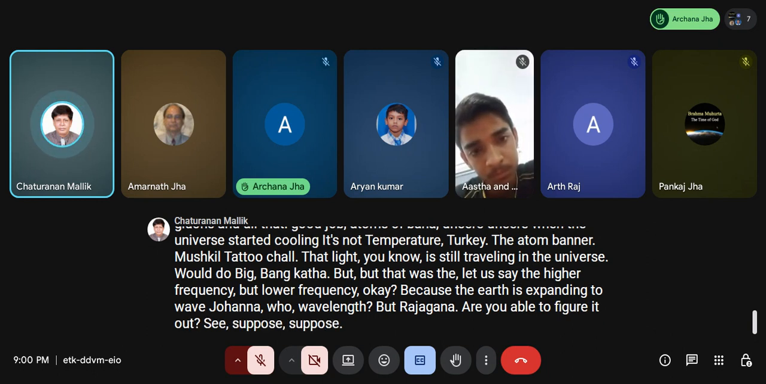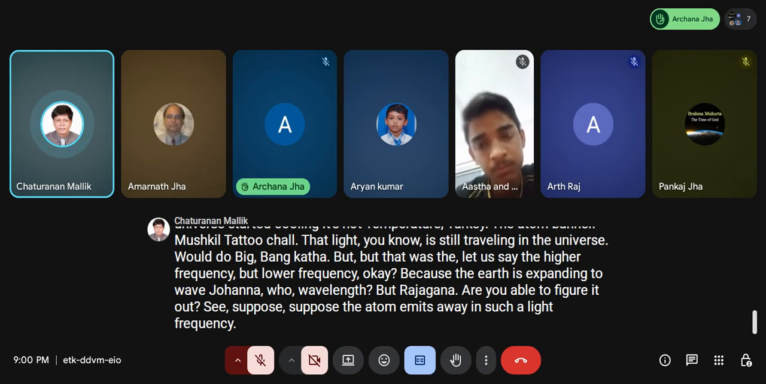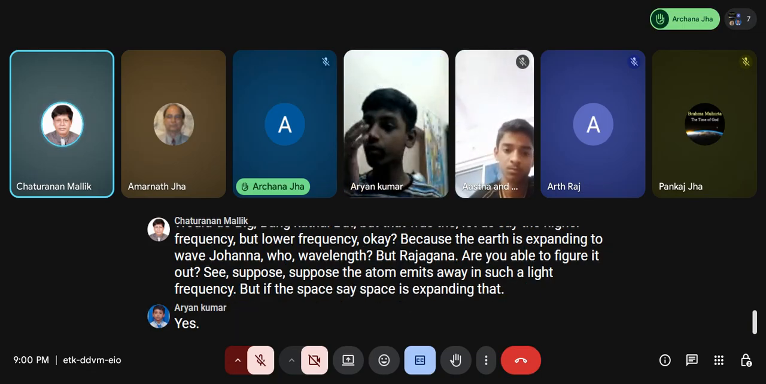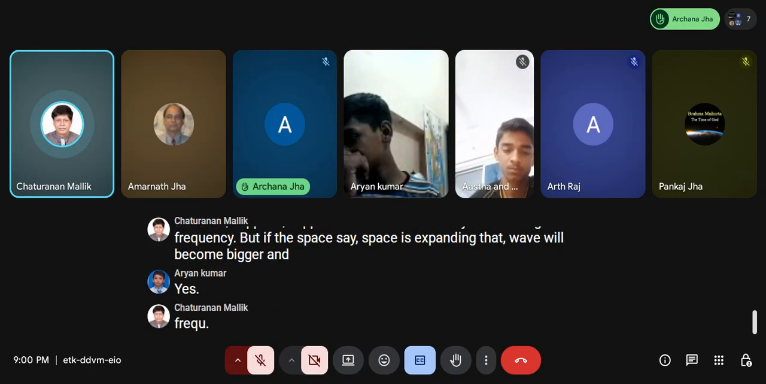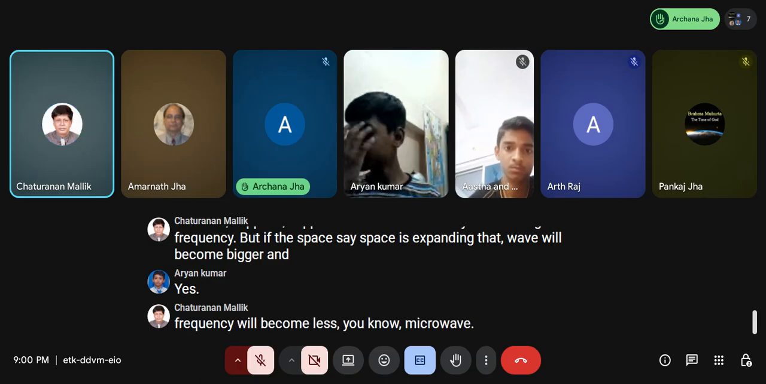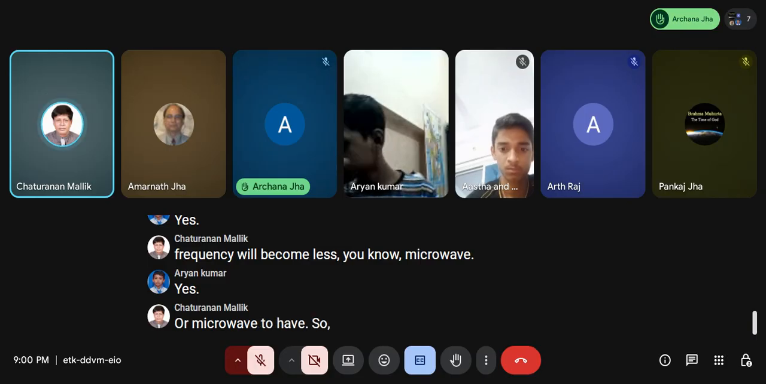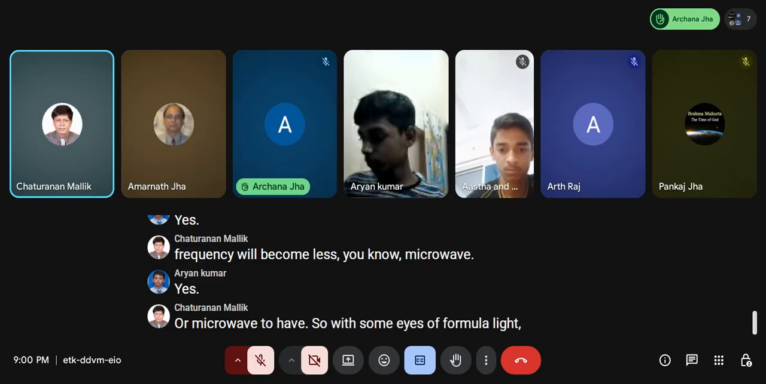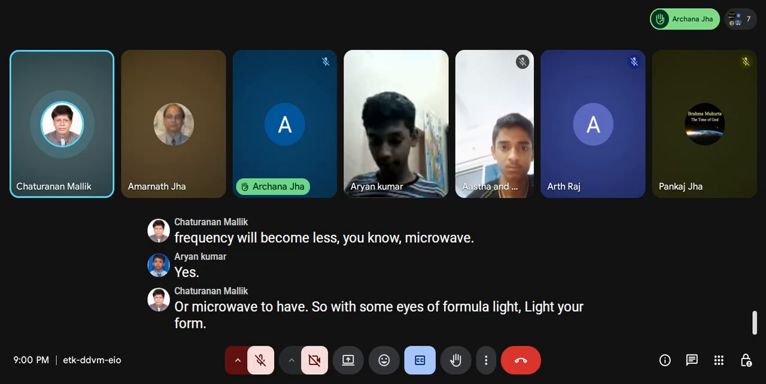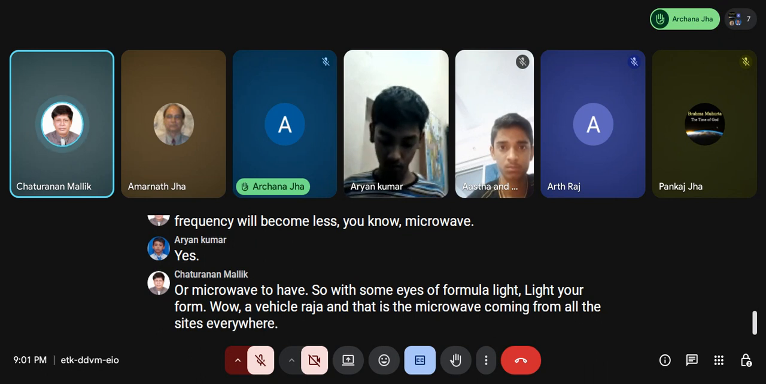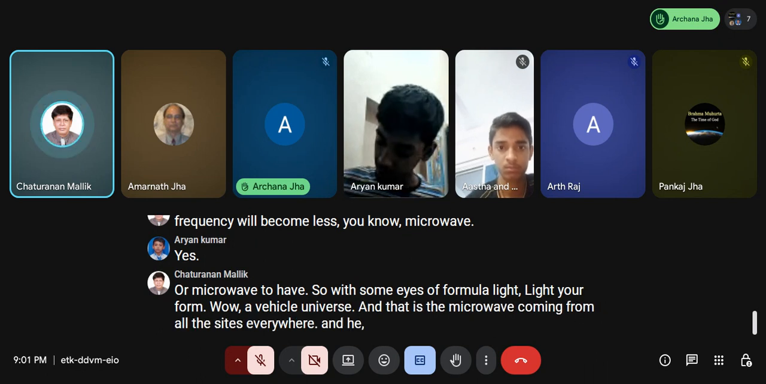See, suppose the atom emits a wave in, let us say, light frequency. But if the space is expanding, that wave will become bigger and the frequency will become less. Microwave. Yes, sir. That microwave, the light that formed at that time, is still traveling in the universe. And that is the microwave coming from all the sides, everywhere. Yes, sir. And he was given a Nobel Prize.